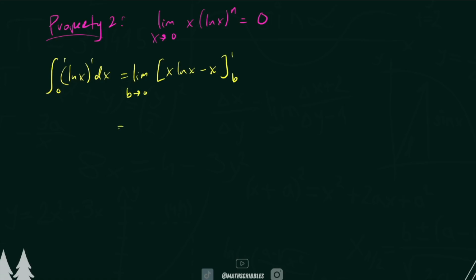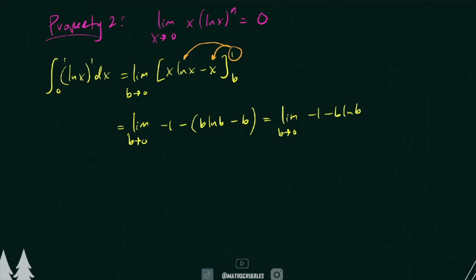So let's go ahead and implement the first fundamental theorem of calculus. We have limit as b approaches 0, and if we plug in 1, for the first term, that's 1 times natural log of 1. Well, that's just going to be 0. Minus 1. So we have minus 1 minus, and now let's plug in our b's. We're going to have b natural log of b minus b. So from here, we're going to have limit as b approaches 0 of -1 minus b natural log of b minus b.